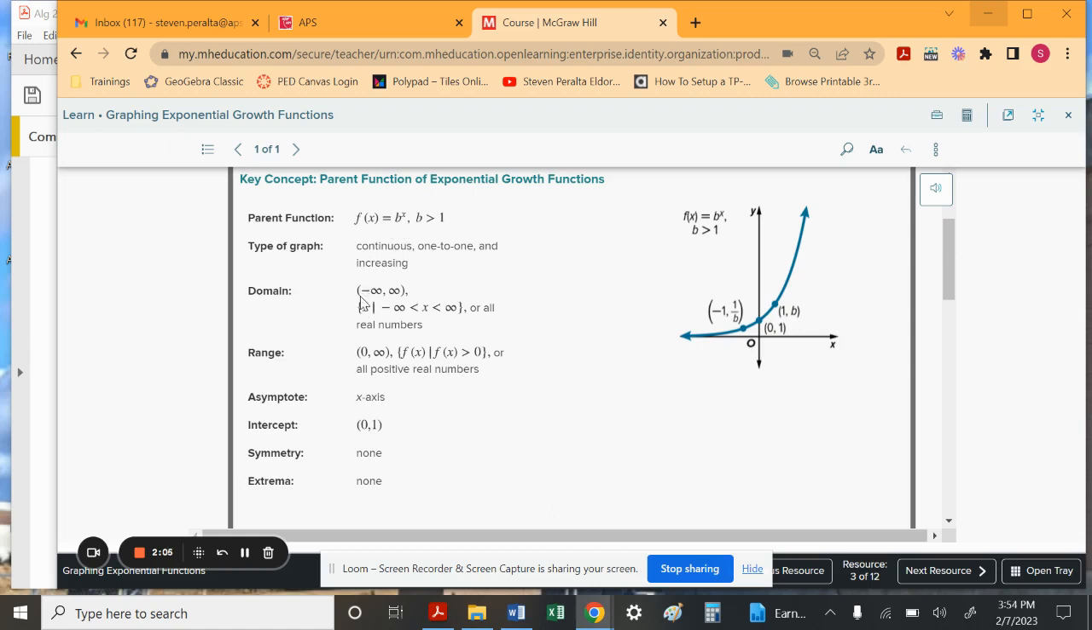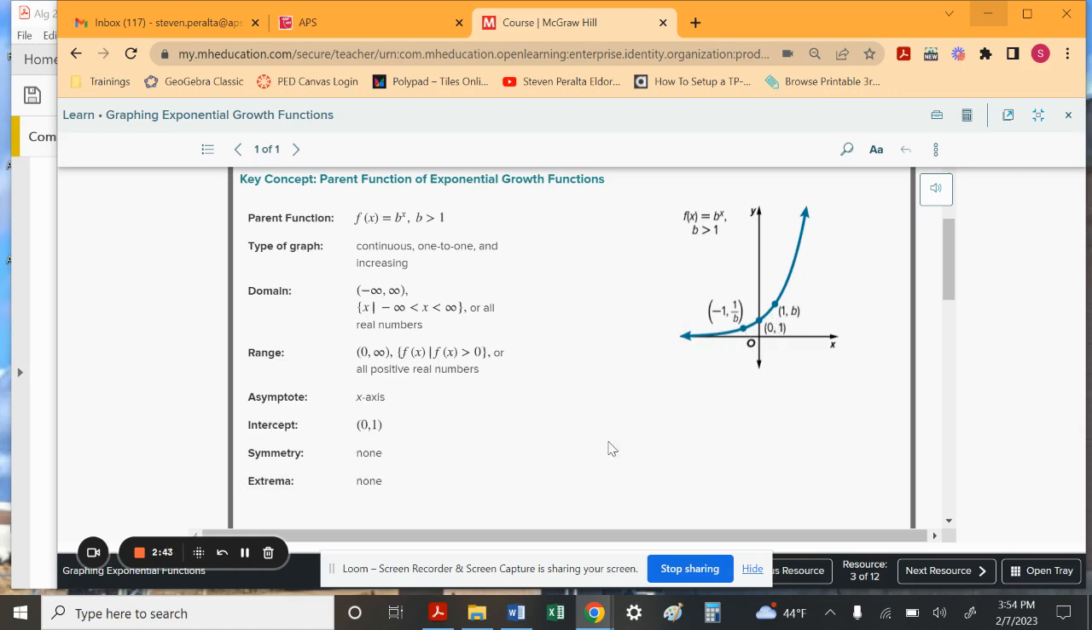So notice that the domain is from -infinity, which is all the way down here on the x, to positive infinity. So we can see from -infinity to positive infinity. That's the domain. The range runs from, notice my asymptote is at 0. So it goes from 0 all the way up to positive infinity. So that's my range. The asymptote is the x-axis, which is this y equals 0 line right here. And then my intercept is located, of course, at (0, 1). So that's the only intercept that we have there.